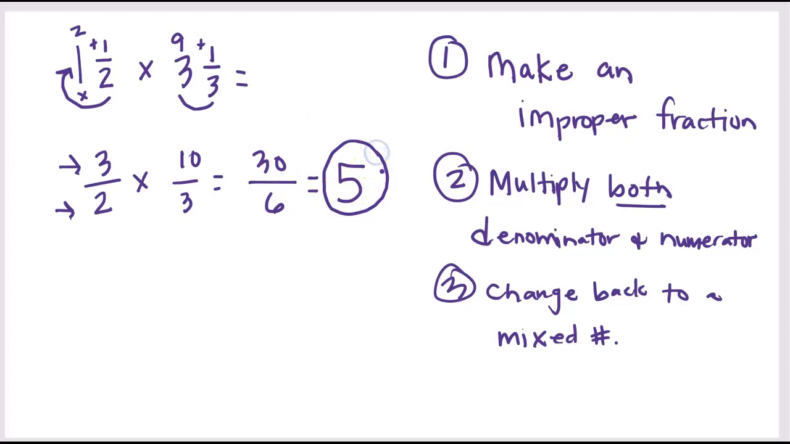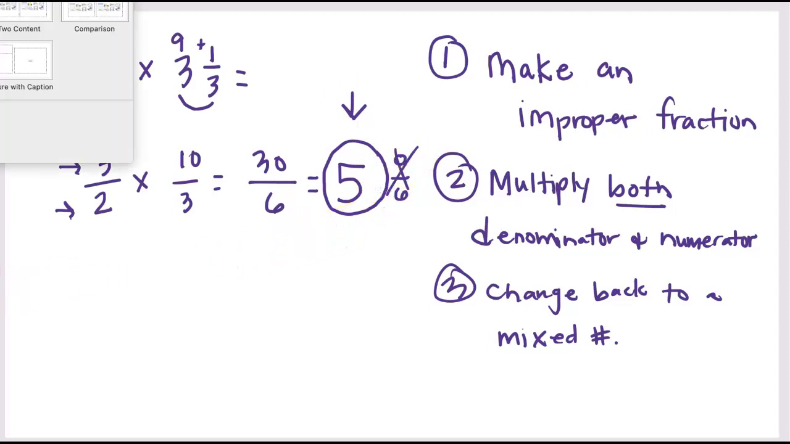Well, Mr. Walker, what about that 0? Do you not just put 0 over 6? You do not, because if I was looking at a model, you wouldn't have any shaded out of those 6. You would have an equal whole number of 5. So 5 is my answer.